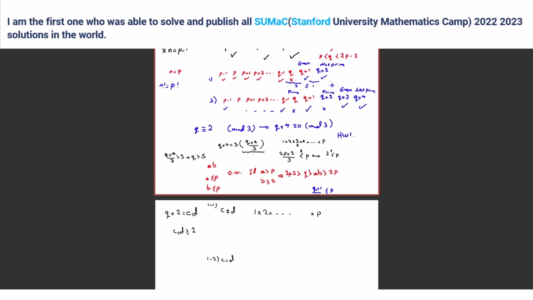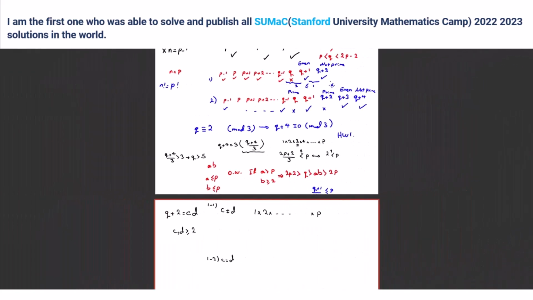You mean here, you mean that they exist? You should prove C and D both are less than or equal to P. If you prove this, then we see both of them and it would be a divisor of P factorial, right? Yeah. And it's not hard. Try to prove C and D are less than or equal to P.